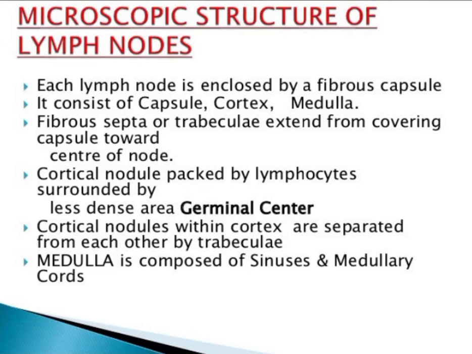Fibrous septa or trabeculae extend from the covering capsule towards the center of the node. Cortical nodules packed by lymphocytes are surrounded by a less dense area, the germinal center. Cortical nodules within the cortex are separated from each other by the trabeculae. The medulla is composed of the sinuses and medullary cords.